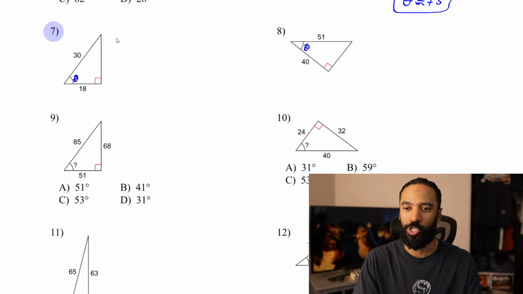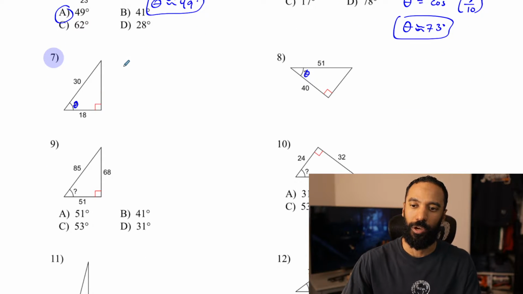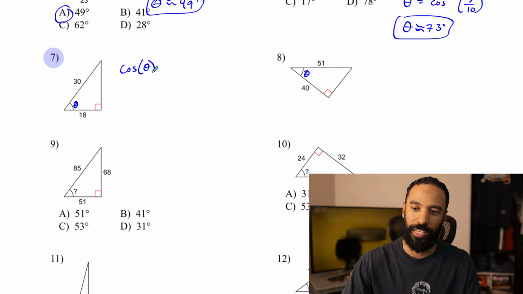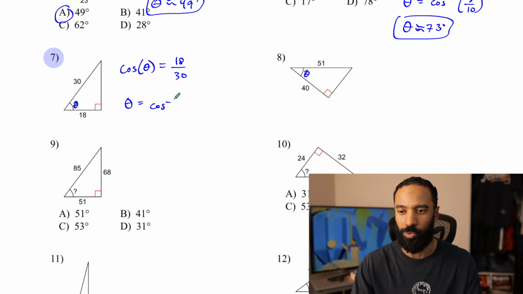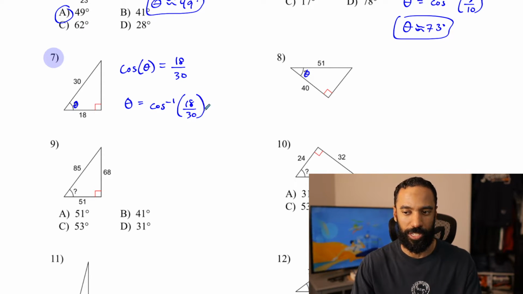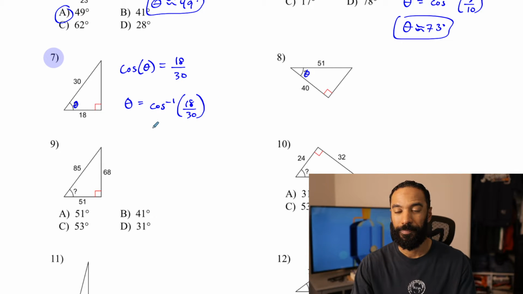Number 7. Also a cosine problem. Cosine of your angle here is 18 over 30, which can reduce as a fraction. But once again, you probably want to avoid the fraction reduction stuff. There's nothing wrong with fraction reducing. It's just it takes more thought and you might mess up.